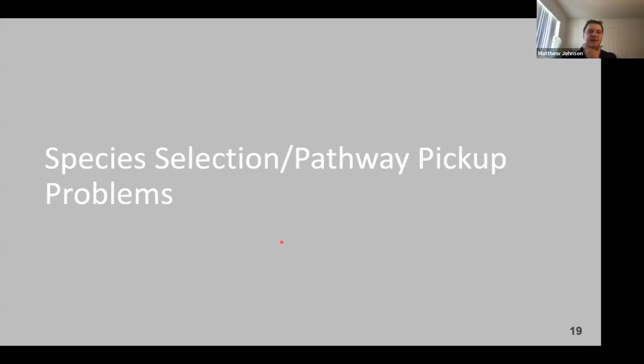All right. So next we're going to talk about species selection and pathway pickup problems, and this part is focused on species selection errors that we had mentioned earlier, but we didn't go into too much detail.